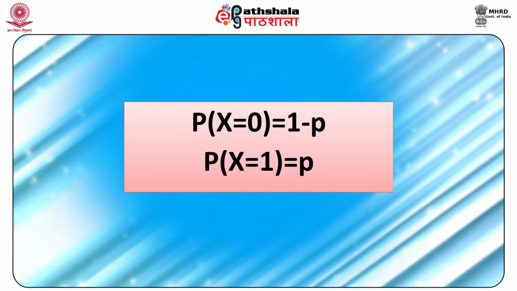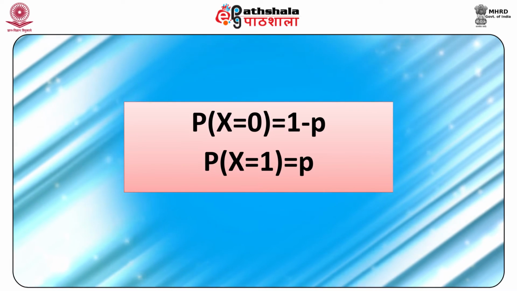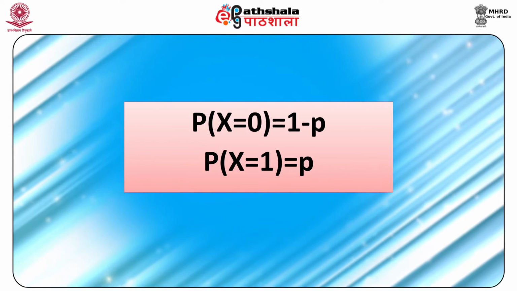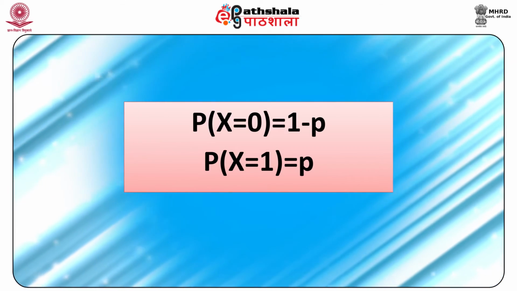Now, having understood this, we move on to another important distribution in statistics and econometrics. It is Bernoulli distribution. A random variable x follows Bernoulli distribution if its probability density function is as follows, which is that probability x equal to 0 is equal to 1 minus p, and probability x equal to 1 is equal to p, where p is between 0 and 1 and is also known as the probability of success of a particular event.